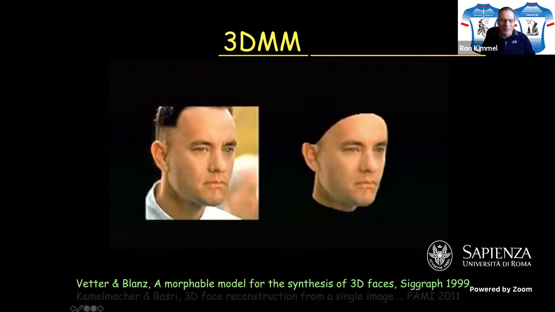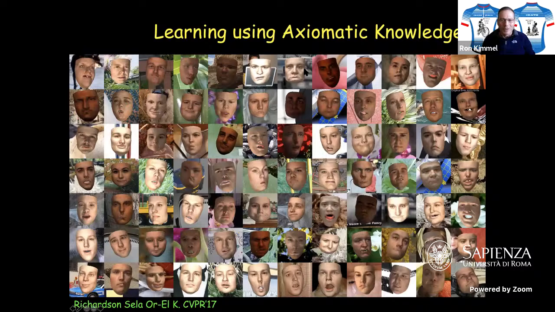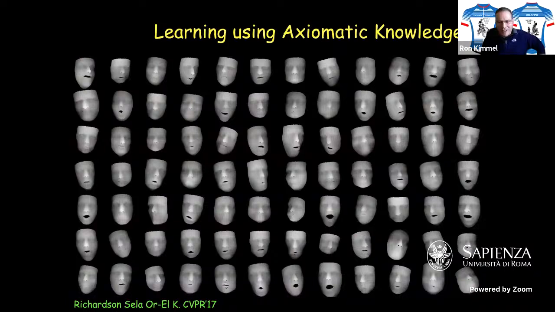So this is what we did, and we were able to synthesize a lot of data that you can see here. This is a work by Richardson and Sella, together with Orel. And since this is a linear model, what you can see is that most of these faces look as if some identity after having a stroke or something like that. But the big benefit is that we also have the geometry. So we have the images and we have the geometry, and then we can do the following.